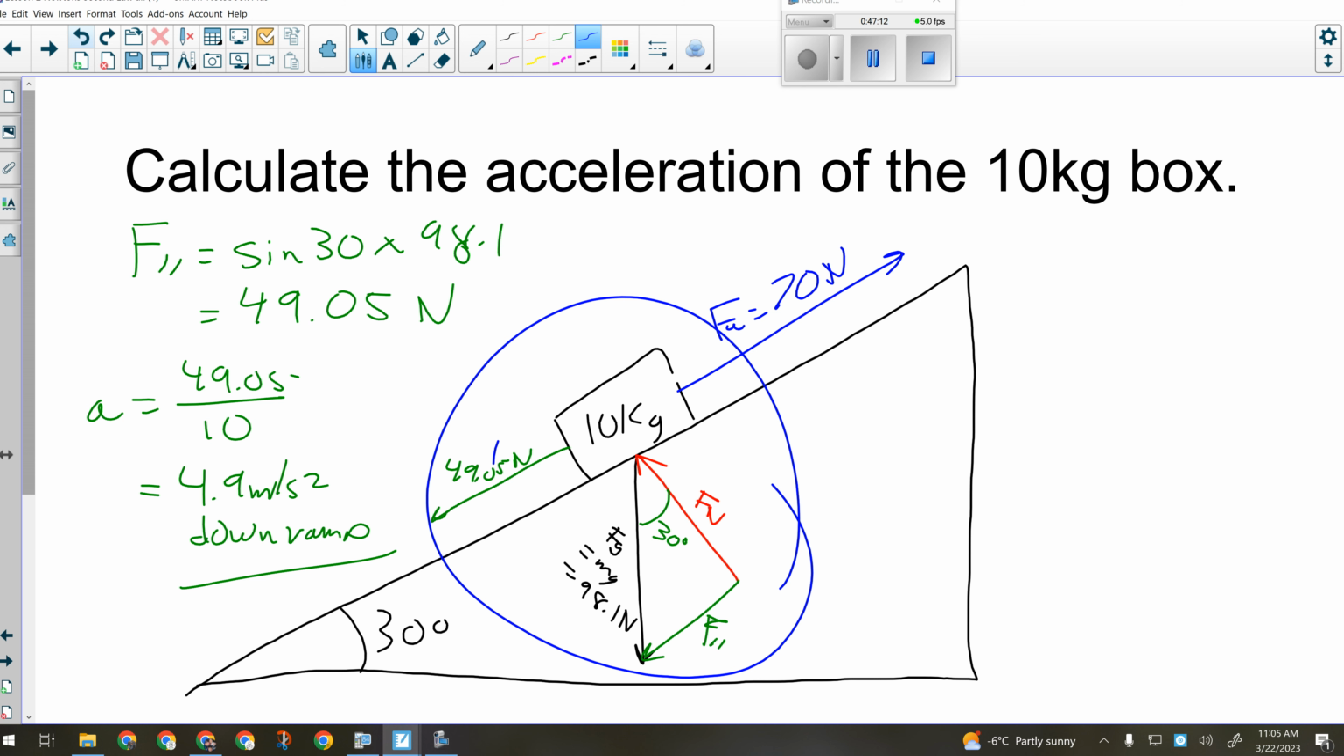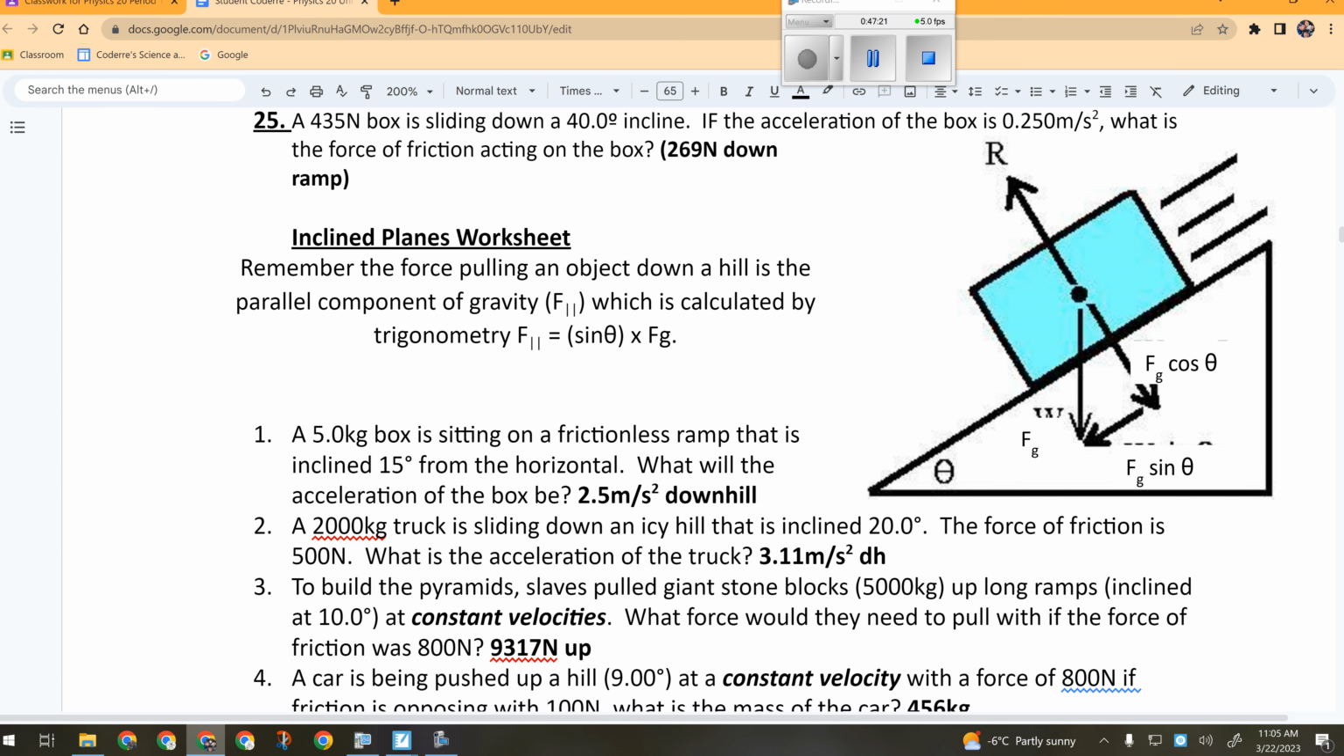Okay. I would like you guys to try, from your digital workbook, there's a page called Inclined Planes Worksheet, right? And I would like you guys to try 1, 2, and 3. Okay, 1 is like the first one we did. 2 has some friction in it. Okay, 3, well, the important words are in bold.